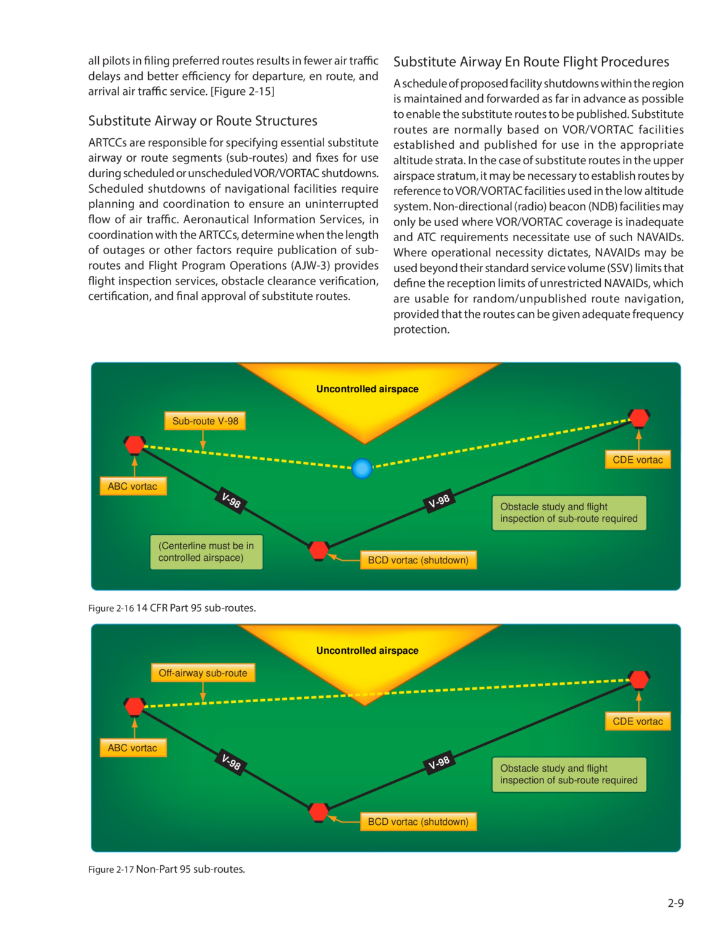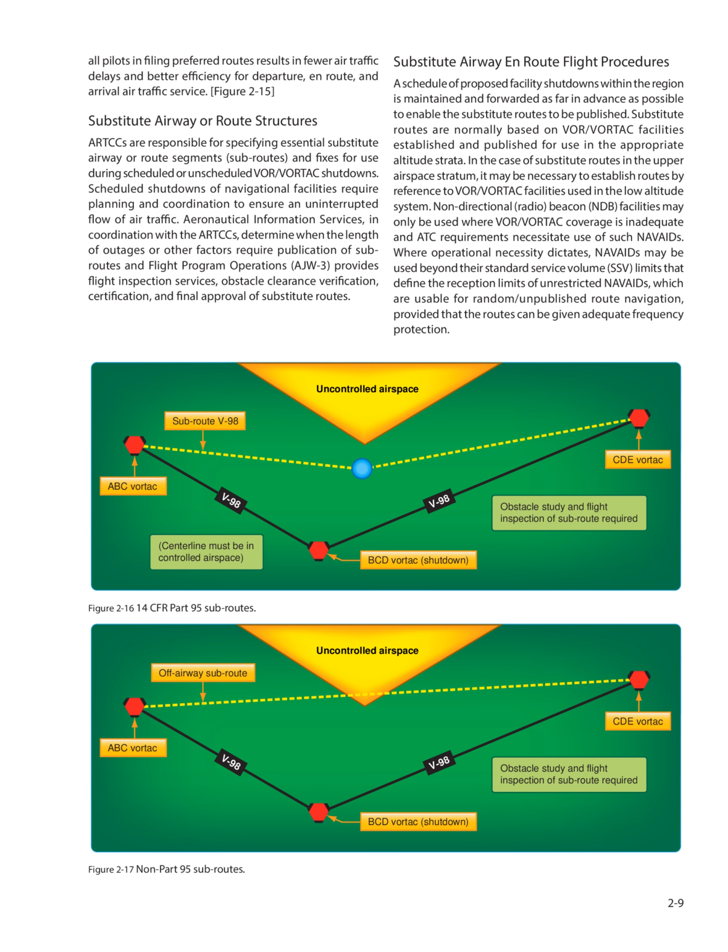Substitute airway or route flight procedures. A schedule of proposed facility shutdowns within the region is maintained and forwarded as far in advance as possible to enable the substitute routes to be published. Substitute routes are normally based on VOR/VORTAC facilities established and published for use in the appropriate altitude strata. In the case of substitute routes in the upper airspace stratum, it may be necessary to establish routes by reference to VOR/VORTAC facilities used in the low altitude system.